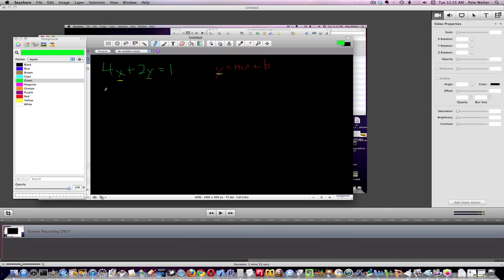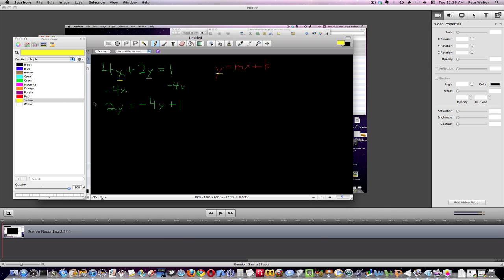So we know how to move things from one side to the other. Usually we're trying to get rid of them, but in this case we're just going to move this 4x. So we just subtract 4x from both sides, like we know how to do, and we're left with 2y on this side, and the negative 4x goes on the other side, and we have the 1, so plus 1 because we still have the 1 over there.